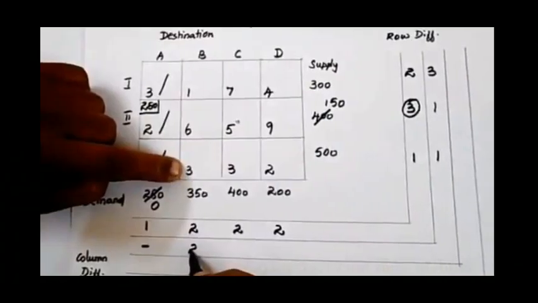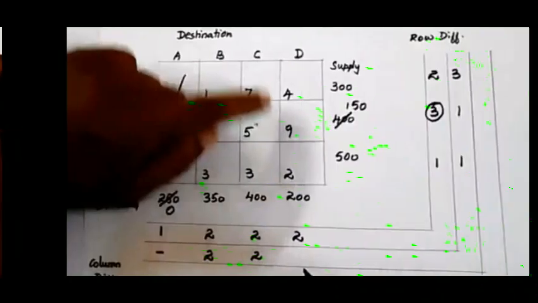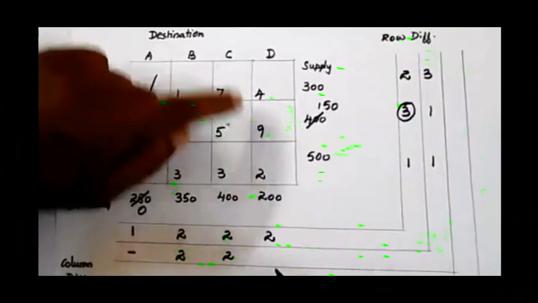Anyhow, the first column is already eliminated as demand is reached, so put a dash. In the second column, 1 and 3 are the two least elements and the difference is 2. In the third column, 5 and 3 are the two least elements and the difference is 2. And in the fourth column, 4 and 2 are the two least elements and the difference is 2. Again we will allocate where the number is maximum. Here again 3 is the maximum number.